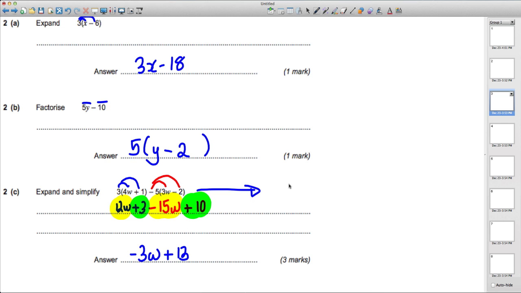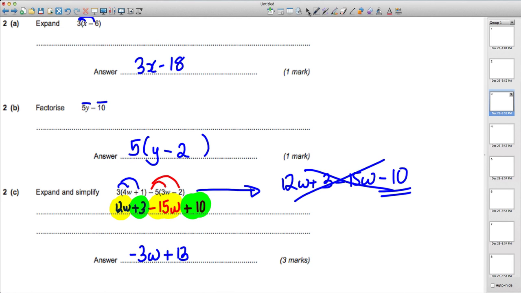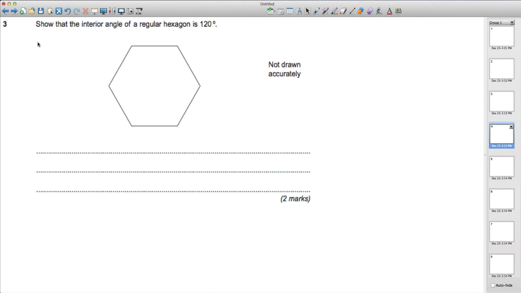This is what a lot of students would write. They would get the 12w plus 3 correct, and then they would just say subtract 15w, subtract 10. They would not realise it's a negative 5 multiplied by negative 2. Don't make that mistake. Okay, good. Again, 5 easy marks there. Let's go on to the next question.